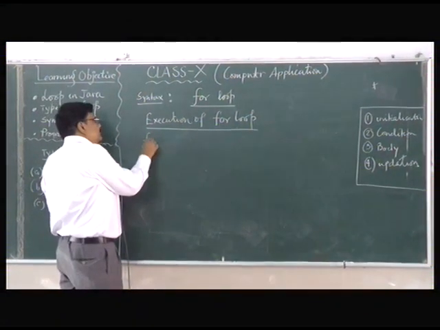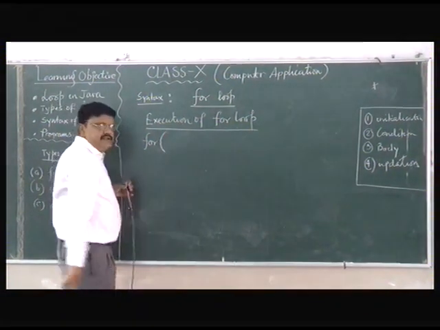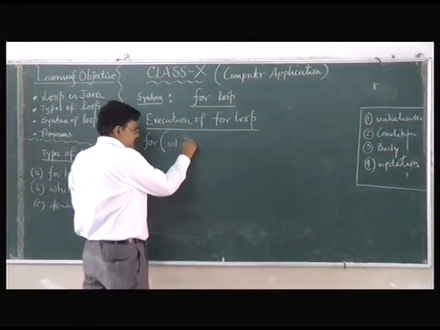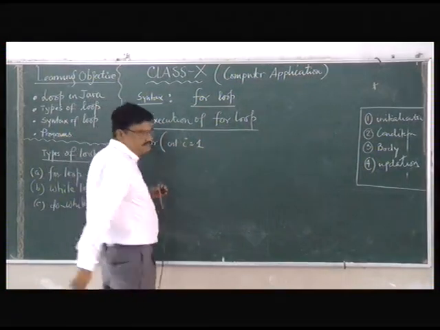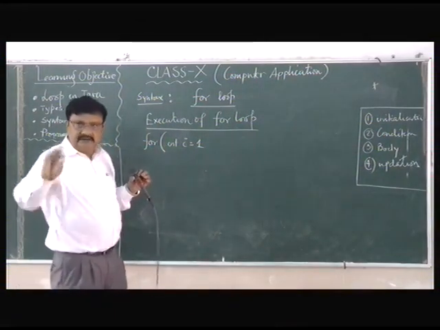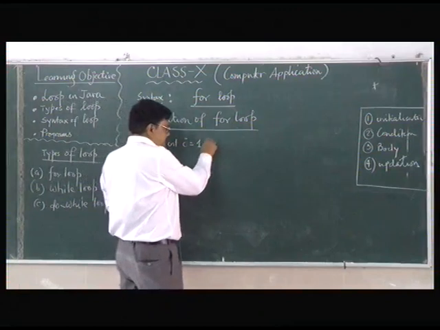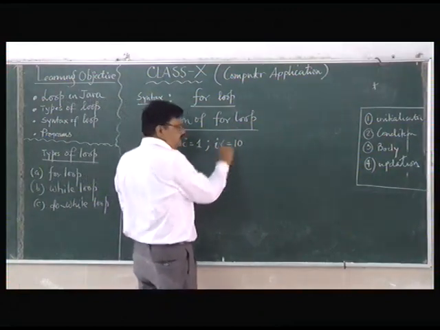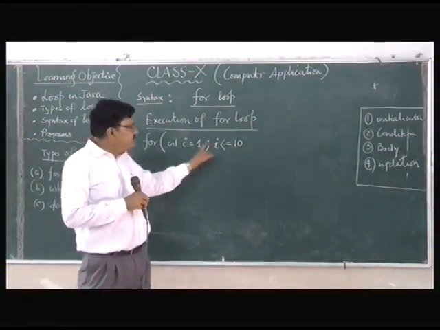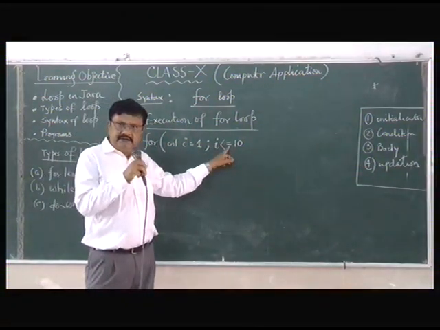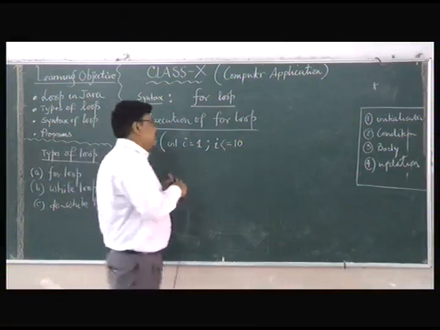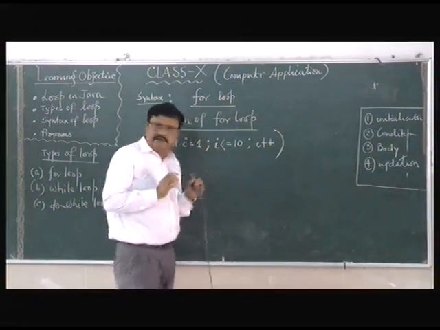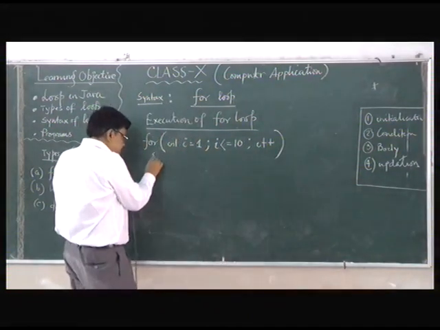Now see how I'm running it. Look at here. For, now initialization, integer i equals 1, clear? Then semicolon. You see i less than or equal to 10. Am I right? I've given the equal sign because 1 to 10. This is the condition. Then i plus plus. What is this? Updation. All right.